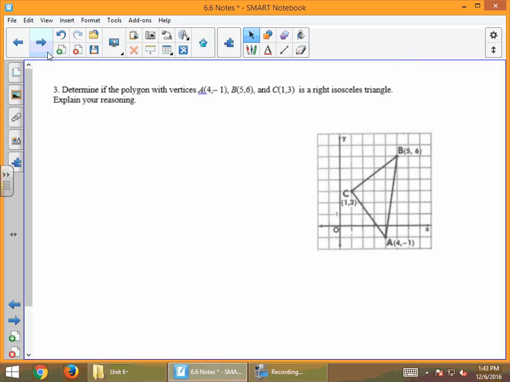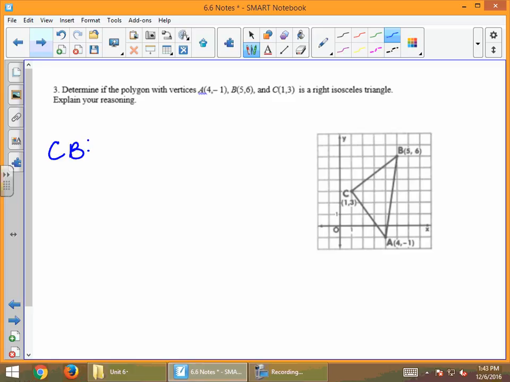Similar to the last one, we want to determine if this is a right isosceles triangle. Alright, well, let's see if it's isosceles. Right first. Which angle looks like the right angle? C. So let's try to see if that one is it first. So which segment do we want to find the slope of? CB. Find the slope of CB first.